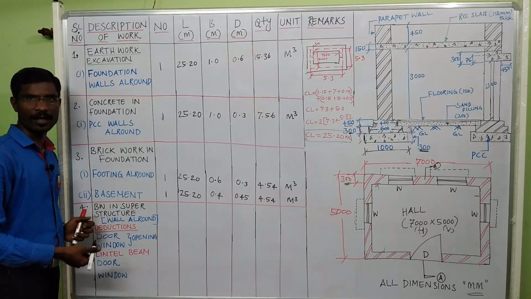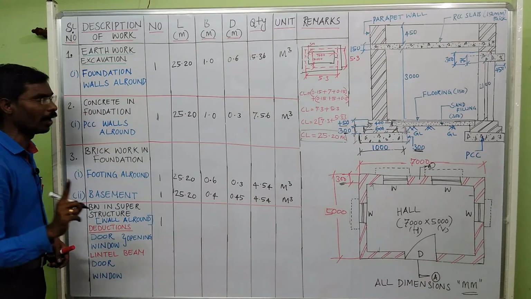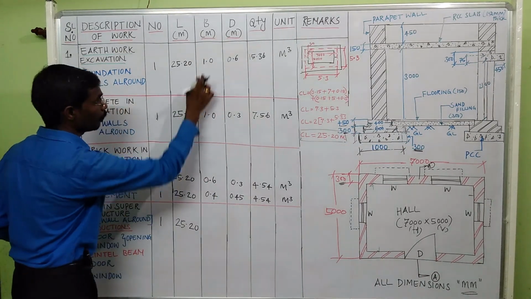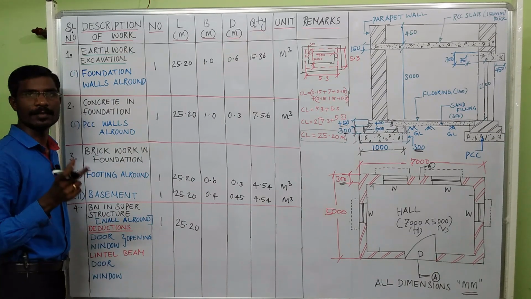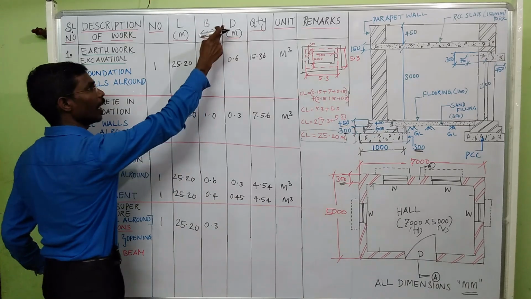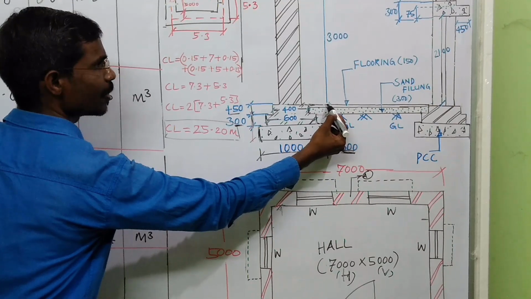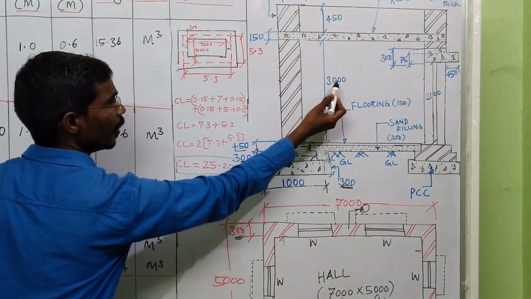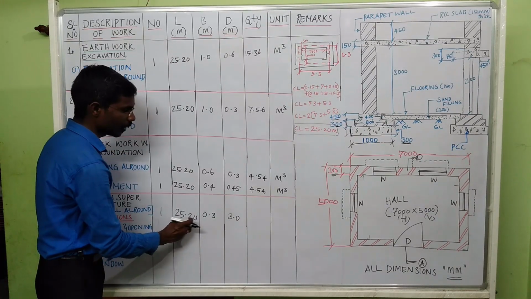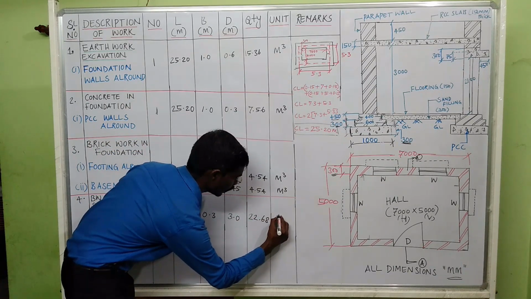So now we are going to calculate the superstructure wall quantity. There is all round wall for the superstructure, 1. The length of the wall is 25.2. The breadth means it is the wall thickness. The wall thickness given is 300 mm, so 0.3. The height means it is the depth. The height of the wall, as I already discussed, is from the basement up to roof bottom. It is given 3000, so it is 3 meter. So calculate this length, breadth, depth. You will get the value 22.68. It is meter cube.